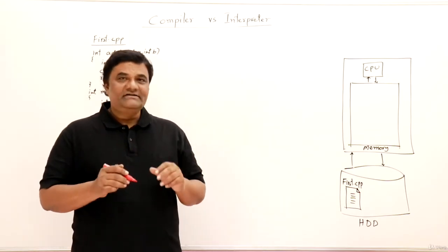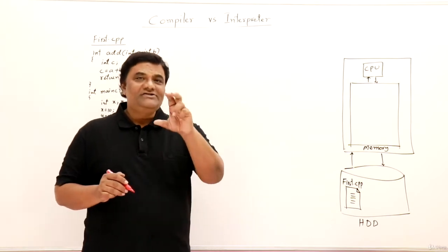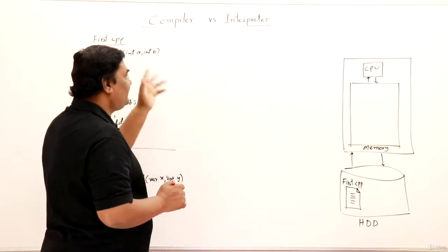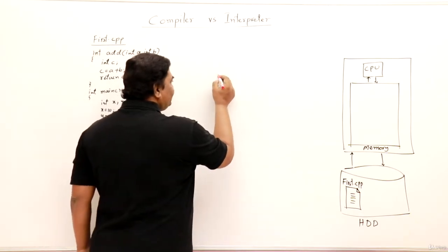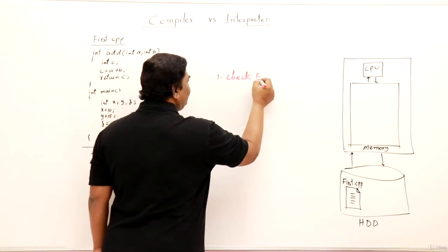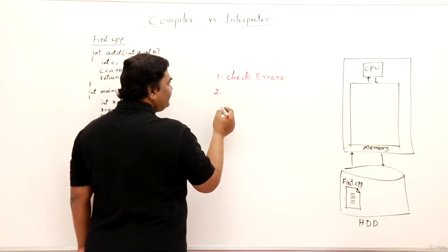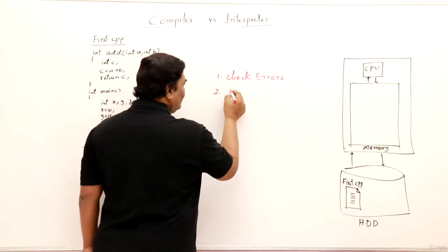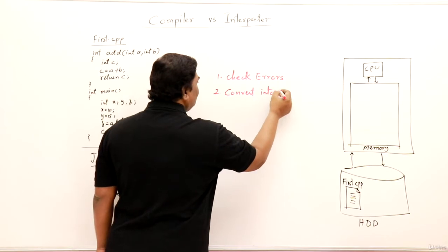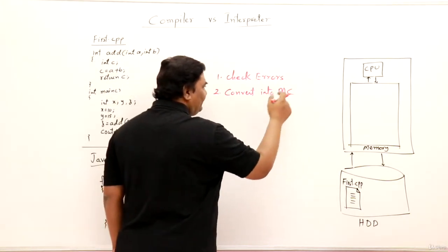For understanding this, we should know what the job of a compiler and interpreter is. What are the major tasks? Let us see. The task of a compiler or interpreter, whatever it may be: the first thing is it will check for errors. Then the second thing is convert into machine code. I will write MC as machine code or machine code language.